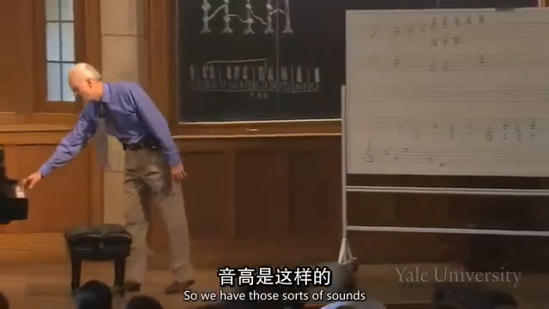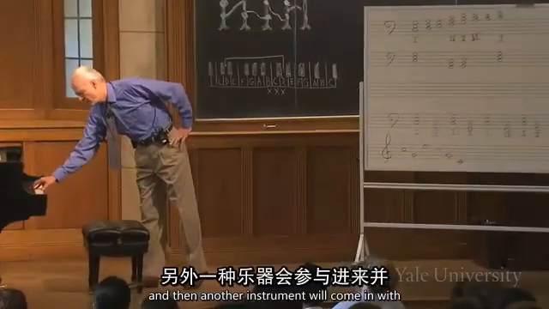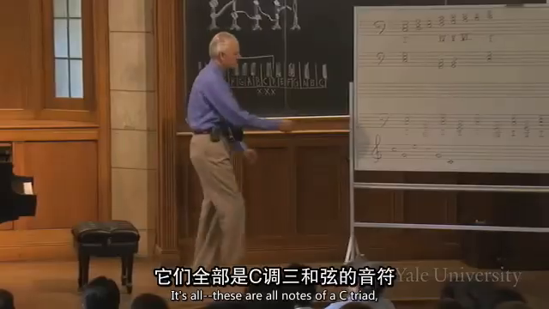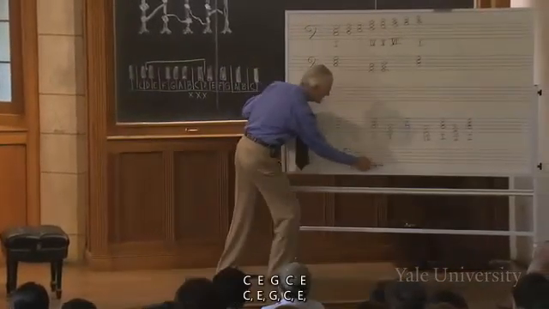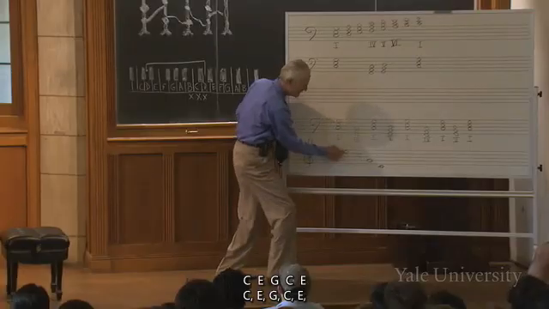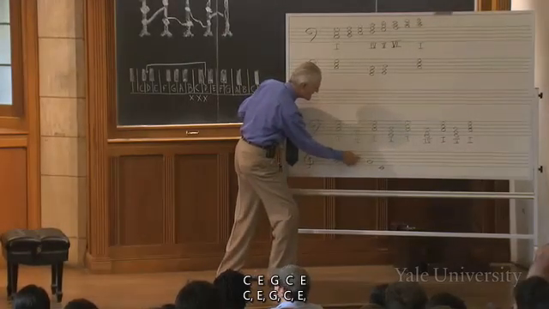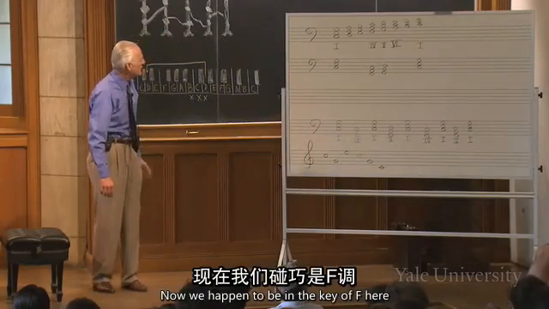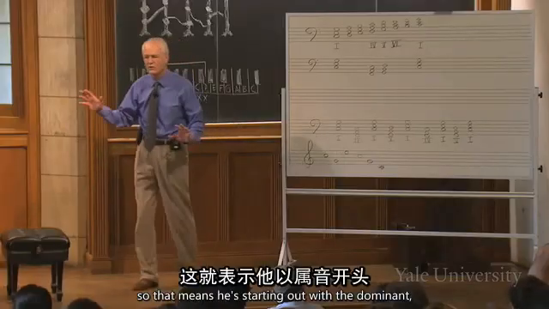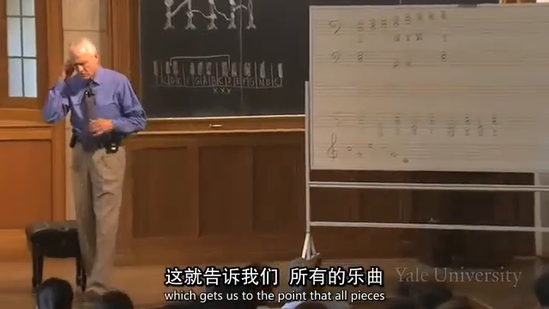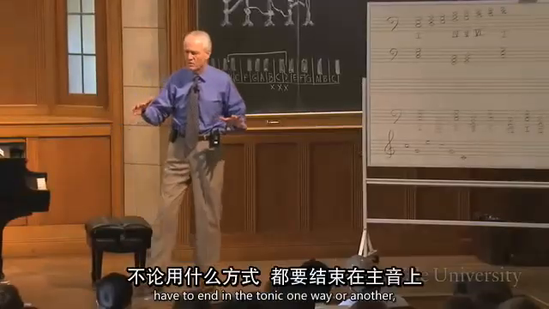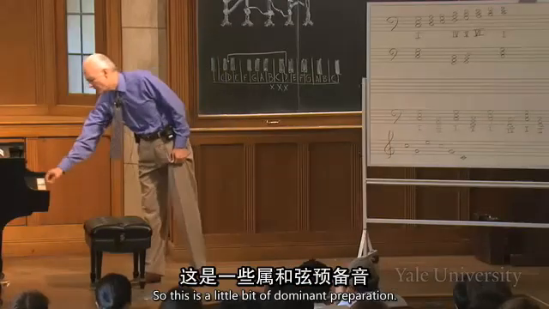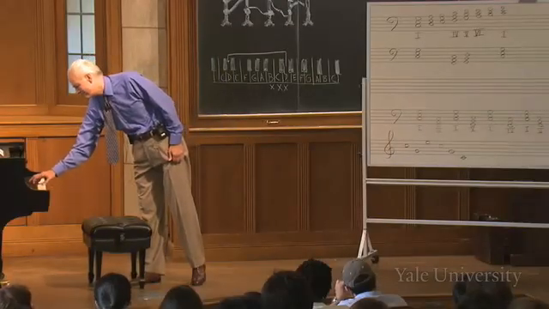So we have those sorts of sounds. And then another instrument will come in and play that. These are all notes of a C triad. C, E, G, C, E. They're all notes of the C triad. Now, we happen to be in the key of F here, so that means he's starting out with the dominant, which gets us to the point that all pieces have to end in the tonic one way or another, but not all pieces begin with the tonic. So this one happens to begin with a sort of dominant chord. So this is a little bit of dominant preparation.